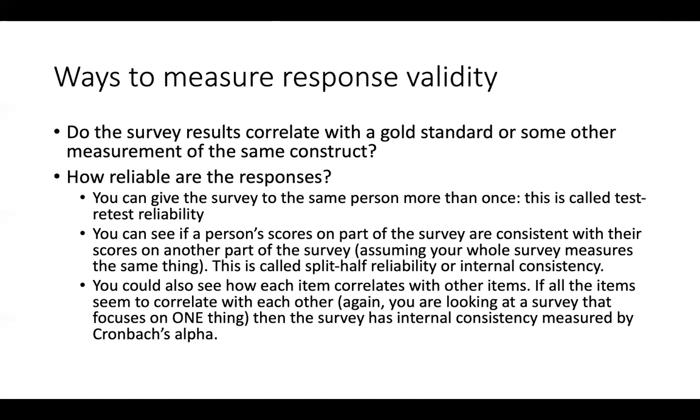You could also see if the person's scores on part of the survey are consistent with their scores on another part of the survey. So let's say you give them an IQ test again, and they do a pretty good job in one area of IQ, and then you would predict they should do a pretty good job in another area of IQ. So we call this split half reliability or internal consistency. How consistent are the questions?